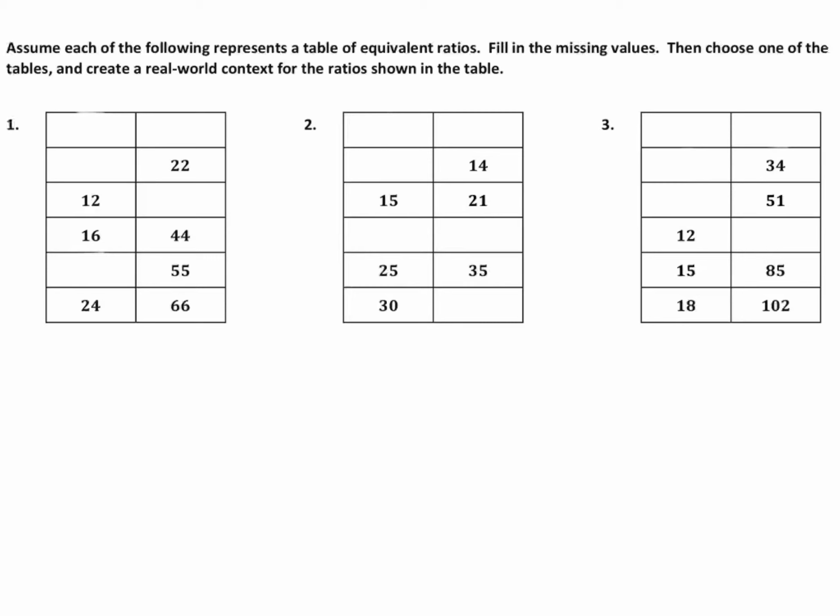Assume each of the following represents a table of equivalent ratios. Fill in the missing values. Then choose one of the tables and create real-world contexts for the ratios shown in the table.